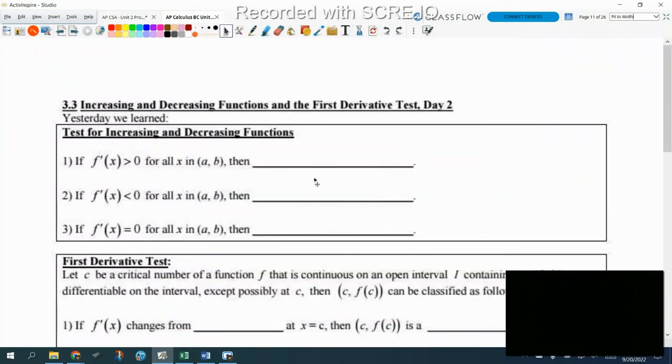All right, guys, this is day 2 of looking at increasing and decreasing functions and using the first derivative test to determine relative maxes and mins. So yesterday we learned this: if we want to test for increasing and decreasing, we look at the first derivative. If the first derivative is greater than 0, then f is increasing on that interval. If f prime is less than 0 for all x in a to b, then f is decreasing on that interval. And if f prime is equal to 0 for all x in an interval, then f is constant.